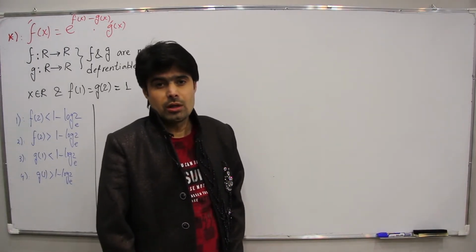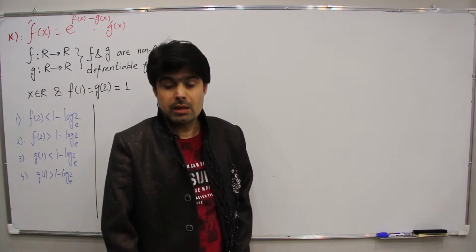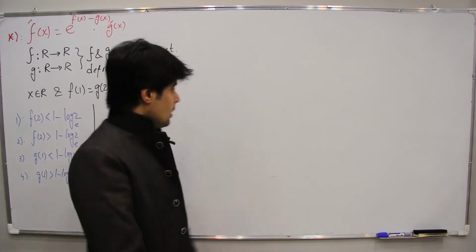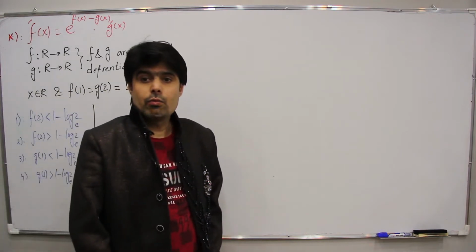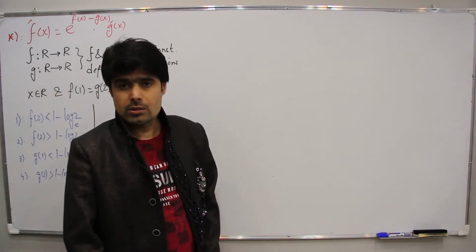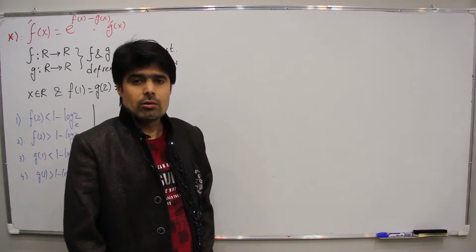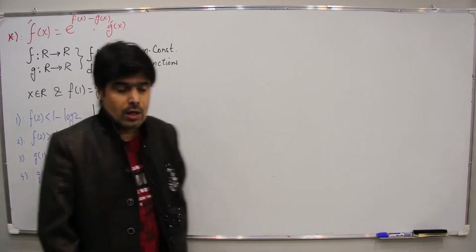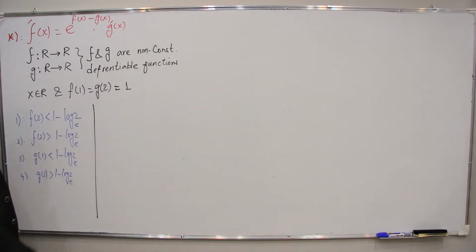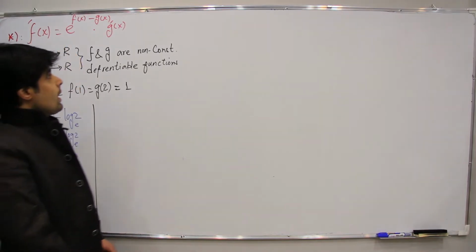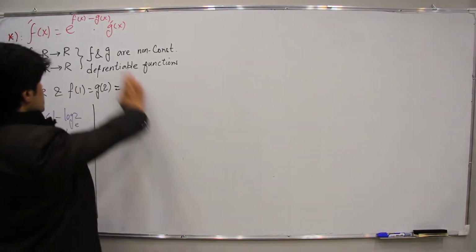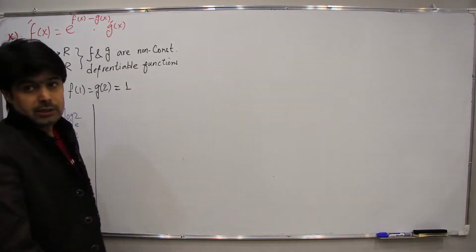Today we have got one best question in mathematics. By the way, the question is a multiple choice question, and we can have one answer, two answers, or maybe three answers that are right. We will find that one. By the way, what has been asked? f'(x) = e^(f(x) - g(x)) times g'(x).